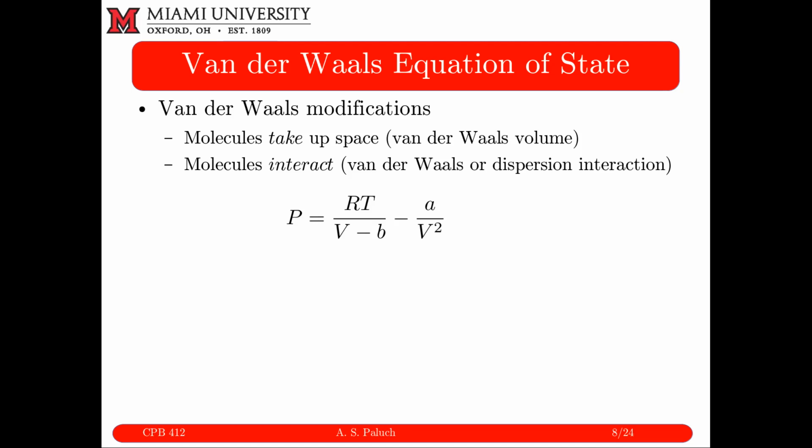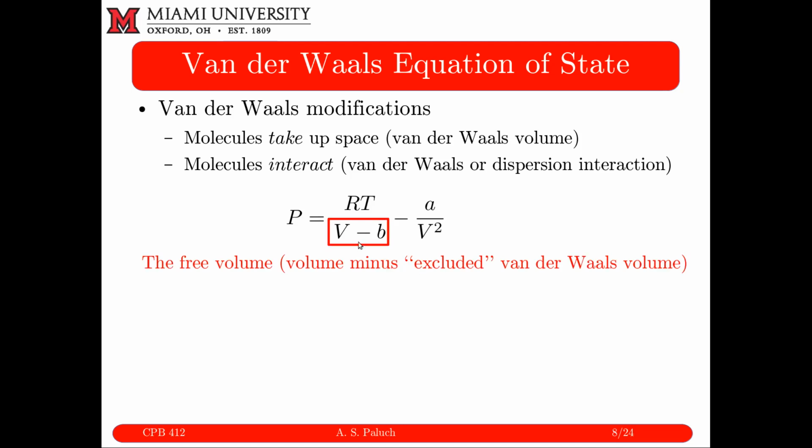The van der Waals equation of state takes the form P is equal to RT divided by V minus b, minus a over V squared. This takes into account the assumption that molecules take up space and they interact. They take up space, so that's accounted for in this term. Remember, our ideal gas equation of state is P is equal to RT over V. So what we've done here is rewrite that as P is equal to RT divided by V minus b.